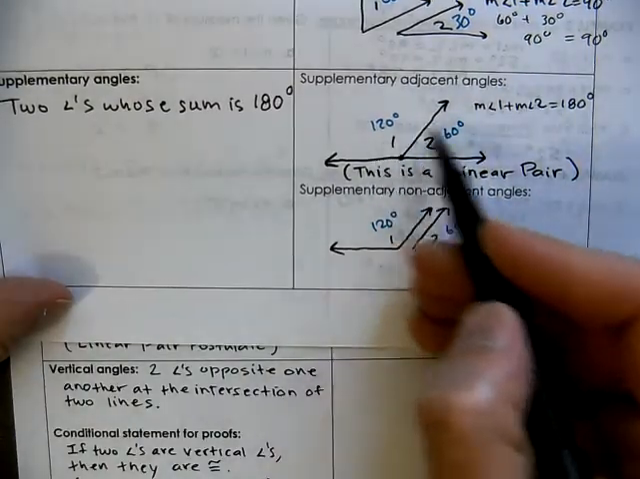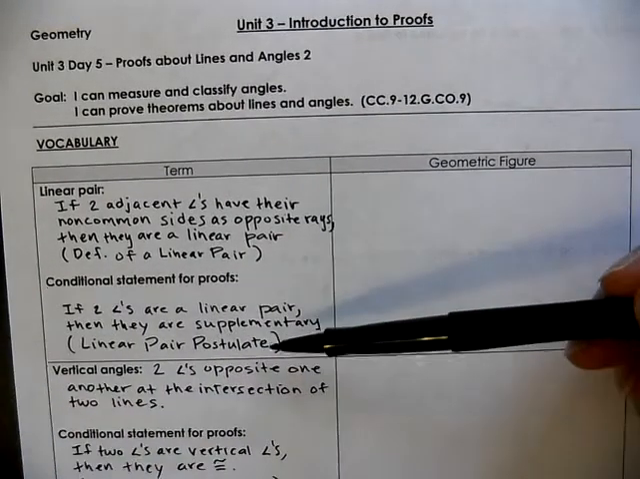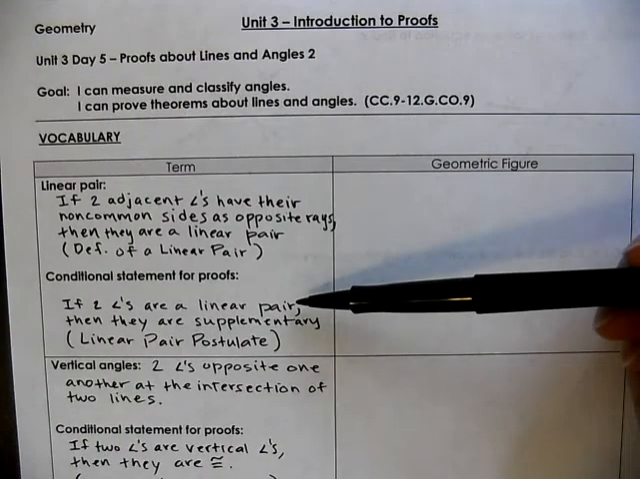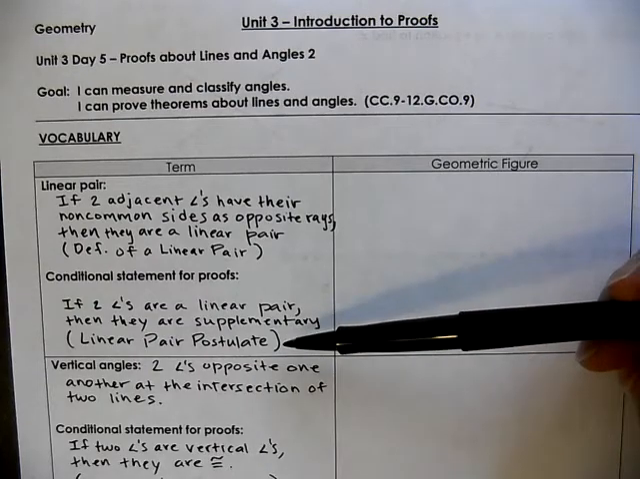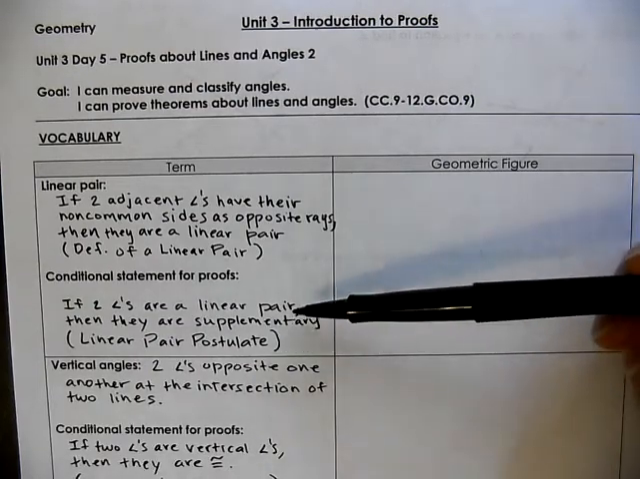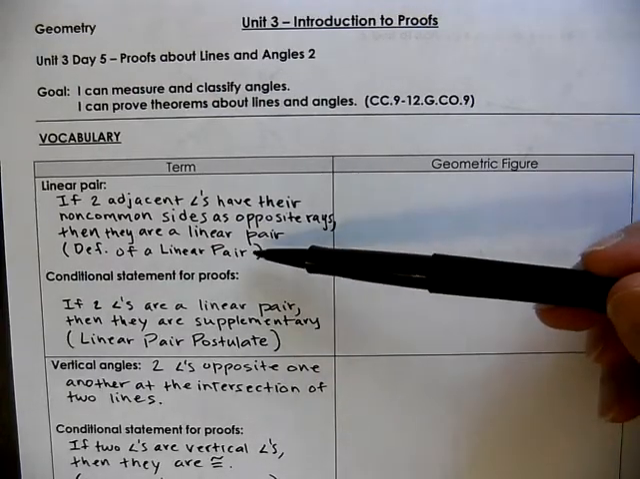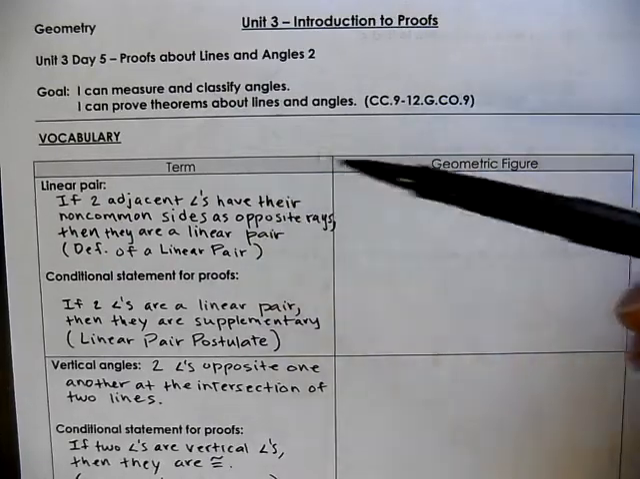Now because that's 180 degrees, then it's also a supplementary pair, and that brings out the second idea, which is what we call the linear pair postulate. So if two angles are a linear pair, then they are supplementary. So that's the official name, the linear pair postulate. This is the if-then statement that we could use when writing our proof. Again, here's the official name of the definition. Here's the if-then statement we could write if we're writing that in our proof.